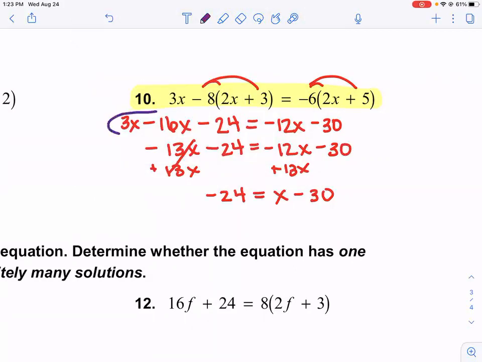I have 3x minus 16x. Okay, so now we can add 30 to both sides to get 6.